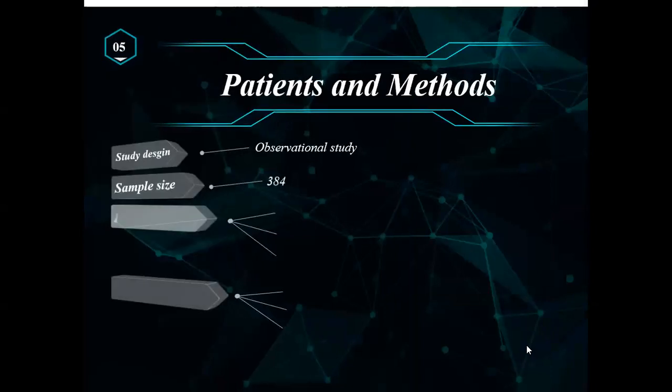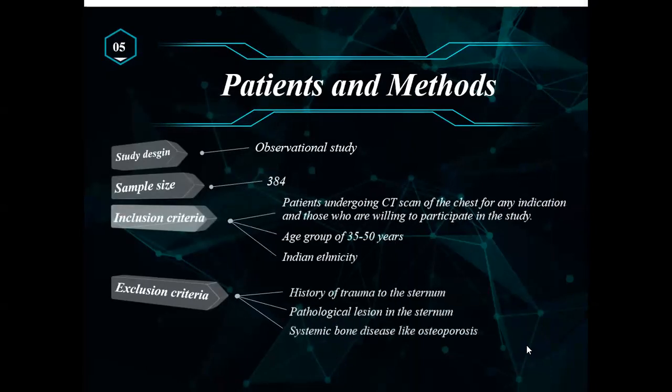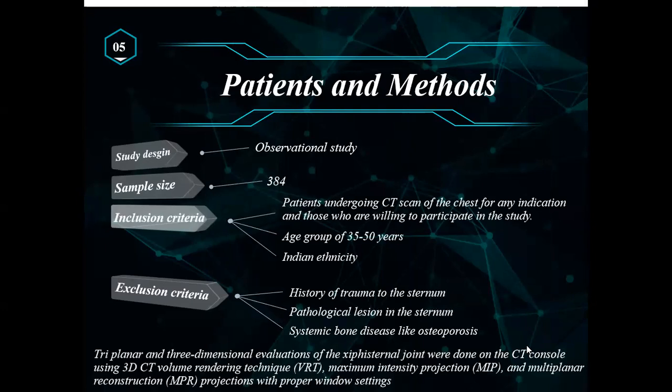This is an observational study design with a sample size of 384 patients. The inclusion criteria are any patient of Indian origin in the age group of 35 to 50 years who are registered in our institute and are undergoing CT scan of the chest for any indication, and those who are willing to participate in this study. The exclusion criteria are history of trauma to the sternum, pathological lesion in the sternum, or systemic bone diseases like osteoporosis.